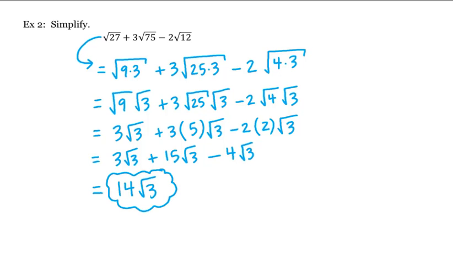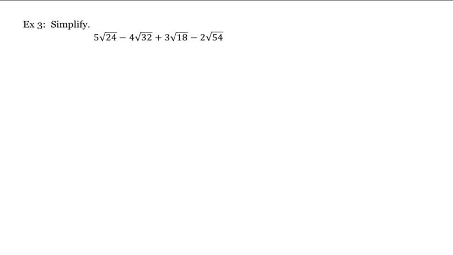All right, let's see one more. Again, we'll start by working with each square root separately and extracting the perfect squares. In other words, this is equal to 5 times the square root of 24. But 24 is 4 times 6, and 4 is a perfect square.